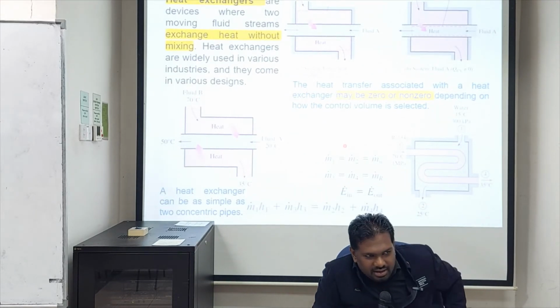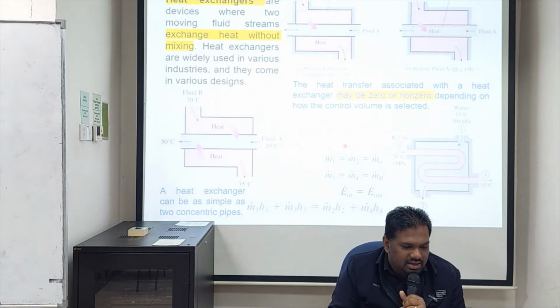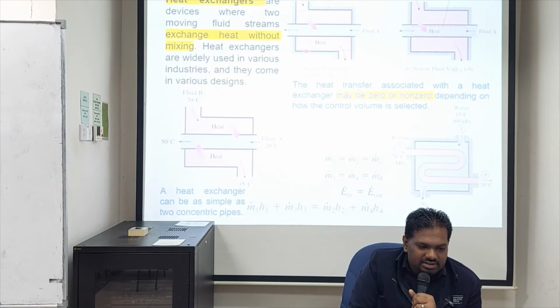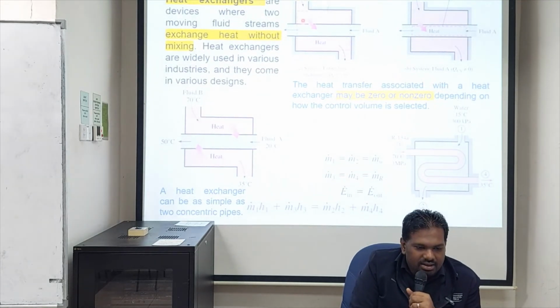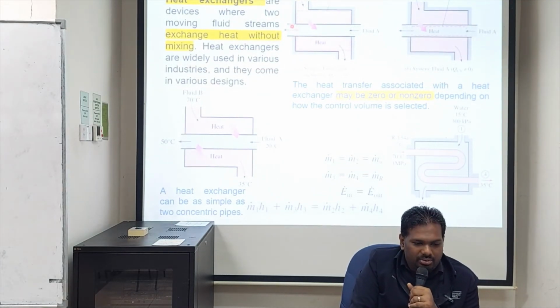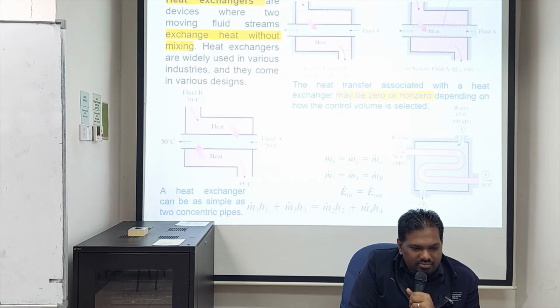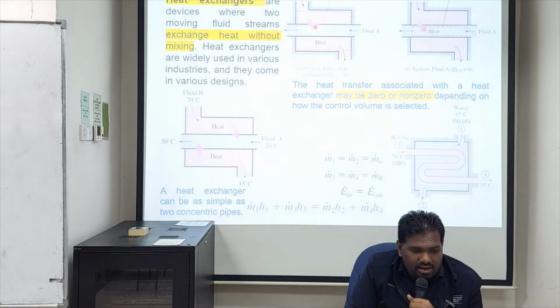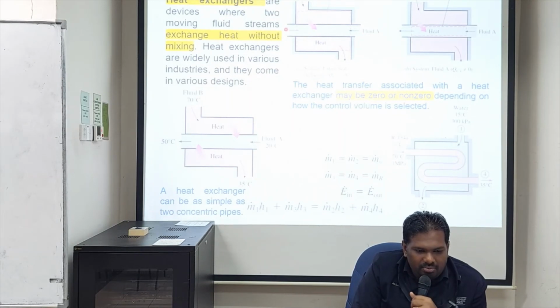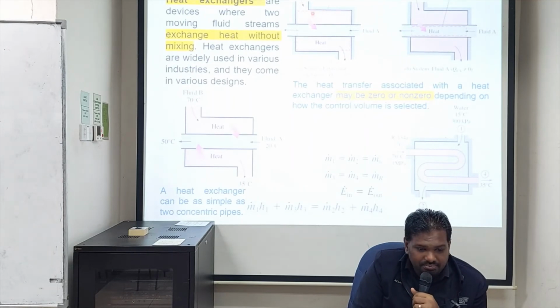Okay, so earlier we have seen on the mixing chambers. So this is heat exchanger. So heat exchanger are something unique because no mixing. So you have two parts. Okay, one here, fluid B. So you can see there's one pathway with fluid A and another pathway with fluid B.